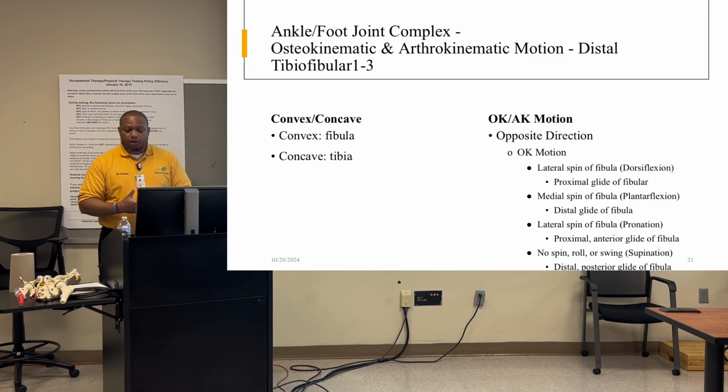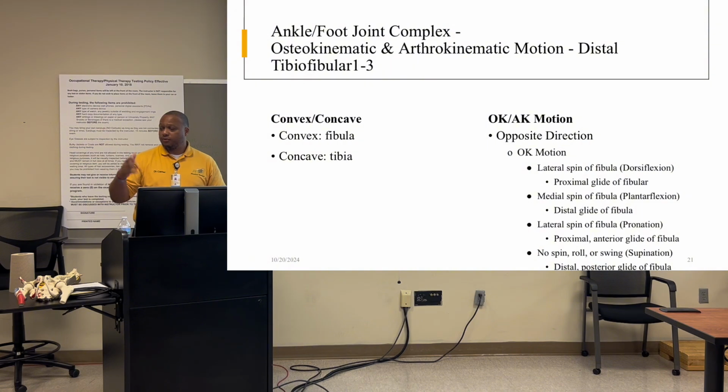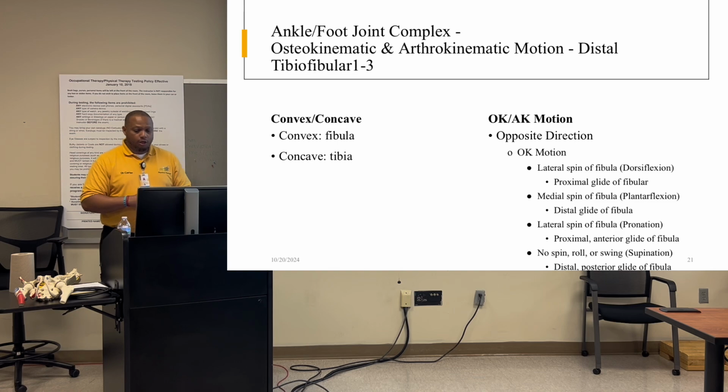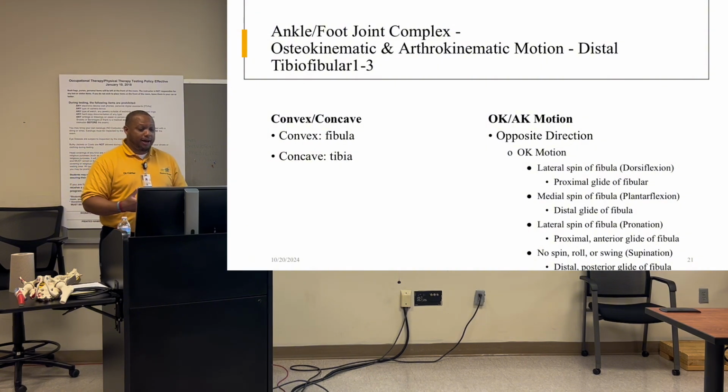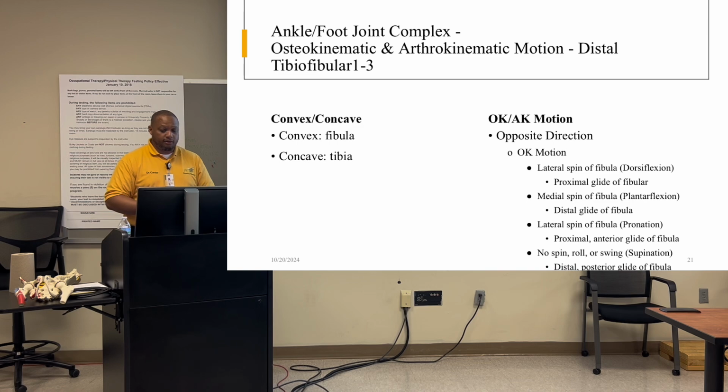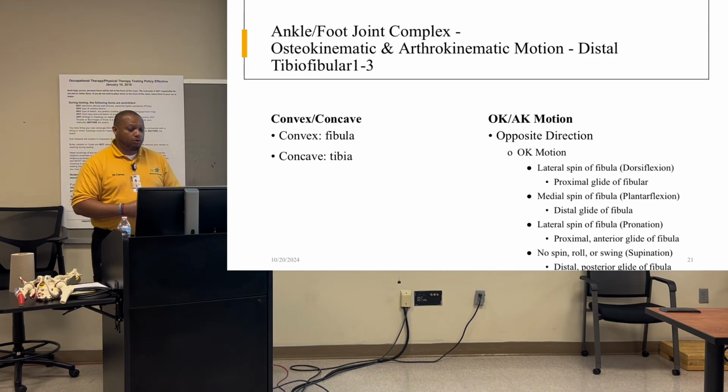So when it's a proximal glide of the fibula, what is it talking about? It's moving superiorly. So when we say proximal, moving superiorly. Distal, moving inferiorly. So with the medial spin of the fibula, which is what occurs with plantar flexion, you have a distal glide of the fibula, meaning the fibula is moving inferiorly. And we're talking about the distal aspect. We're talking about the distal tibiofibular joint.